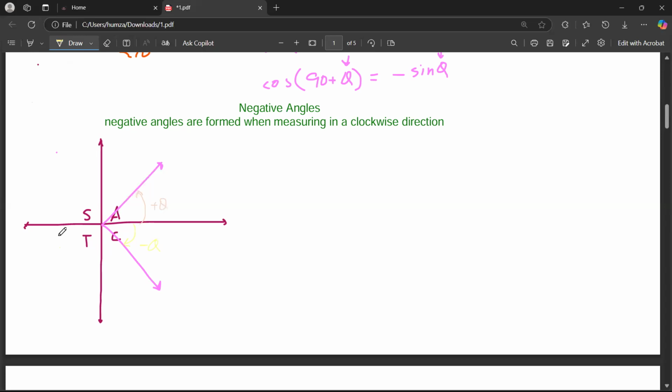Okay, so we have a Cartesian plane, we have a CAST diagram. We know quadrant 1, all angles are positive, quadrant 2, sine is positive, tan.